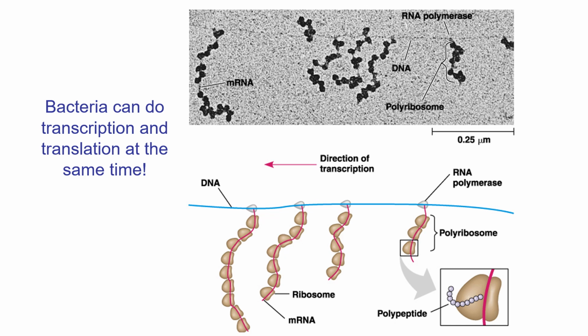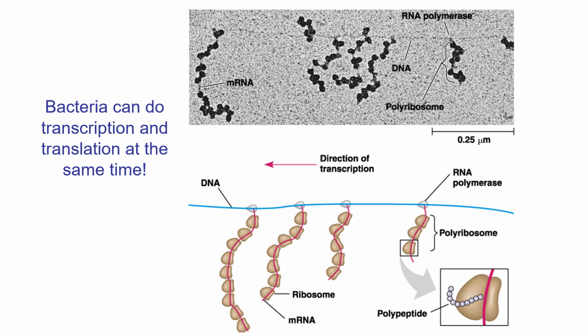So what you're seeing here is we have RNA polymerase. Remember, that's the enzyme that makes messenger RNA. It's traveling along a DNA molecule, and it's spitting out a messenger RNA. And at the same time, before RNA polymerase is even finished, the messenger RNA is being translated by ribosomes, by these polyribosomes, this assembly line of ribosomes.